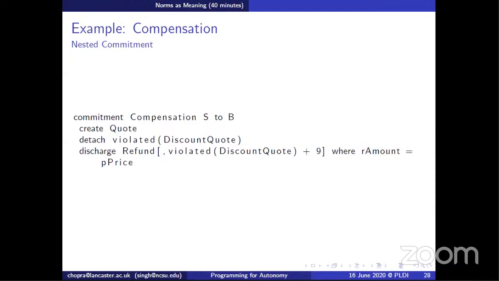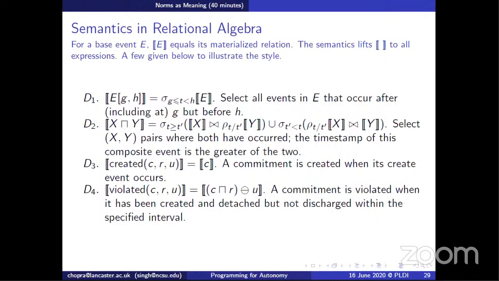So this gives you an idea of the semantics in relational algebra. For every base event, E, you can think of the extension of E as the tuples in E, the materialized relation. And then the semantics lifts the extension to all expressions. And a few are given below to illustrate the style. Given that you know how to compute the extension of E, E being a base event, then you can use that to compute the extension of E between G and H.